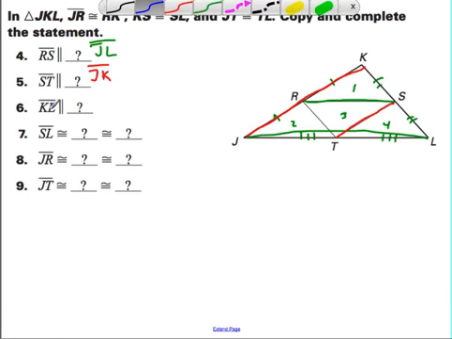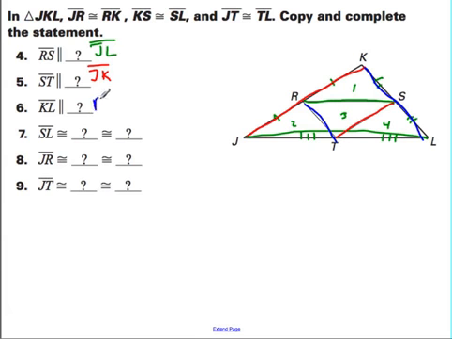Thirdly, let me switch to blue. KL, this whole segment here, it's going to be parallel to RT. So RT, make sure to use this segment symbol. Next, we're going to talk about which pieces are congruent. So SL is this part right here. It has 2 tick marks. It's obviously going to be congruent to KS.